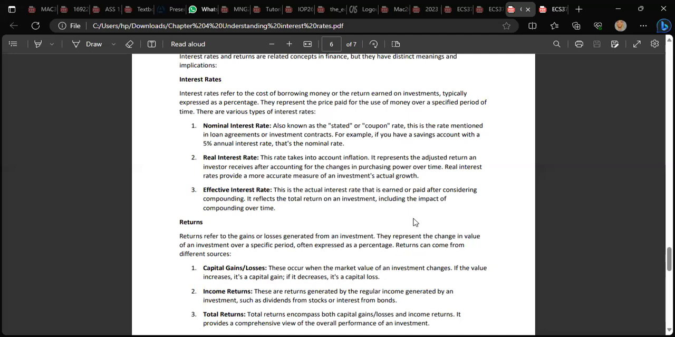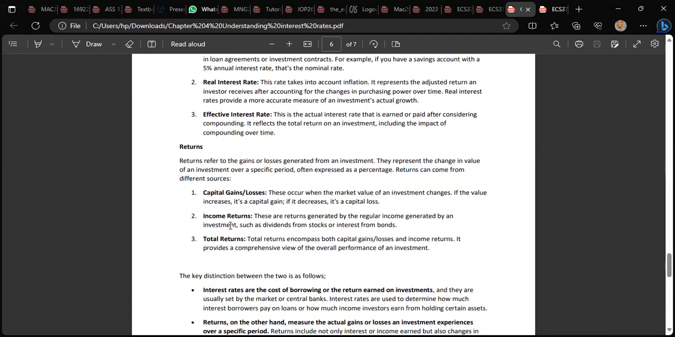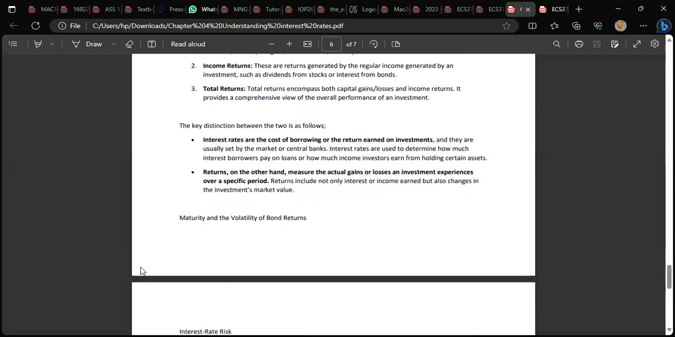What about returns? When we talk of returns now, we take into consideration capital losses and gains, income returns, which are the regular payments that you get, and then the total returns, where you're looking at both capital gains and income returns. So that is what you get from that. So for returns, think about yield to maturity. That's what we get from that.